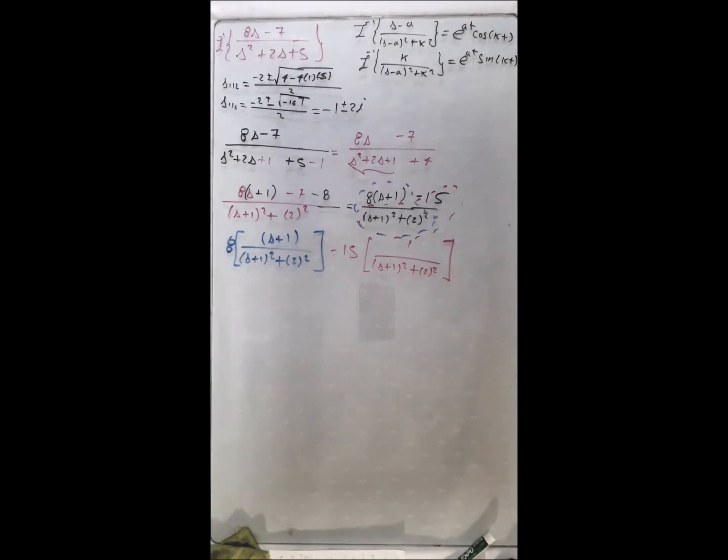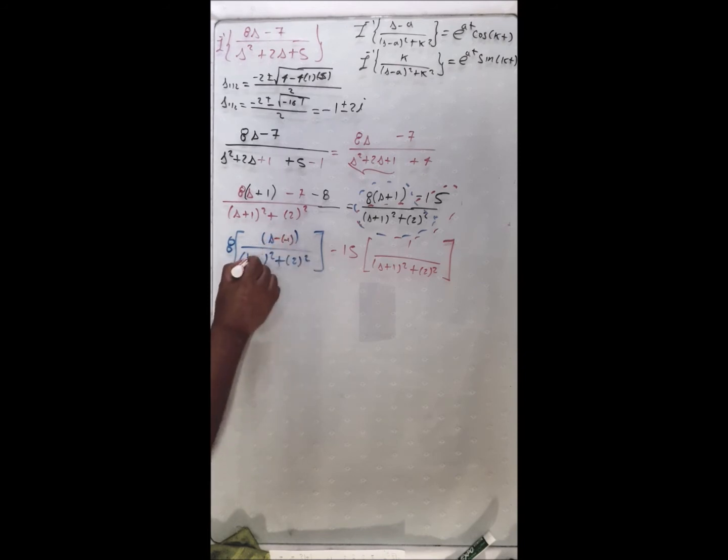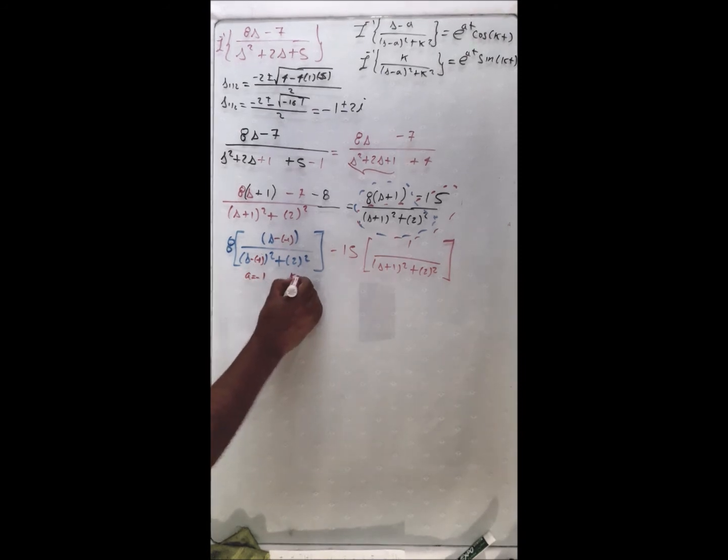Okay, so now check. Do we have the same shape as in the formulas? Yes, for this is s plus 1, well here s minus a and s minus a. There is no problem here with the positive. You can write like this, minus 1, and here minus 1, which makes it positive. So the value of a happens to be minus 1, and the value of k happens to be 2.